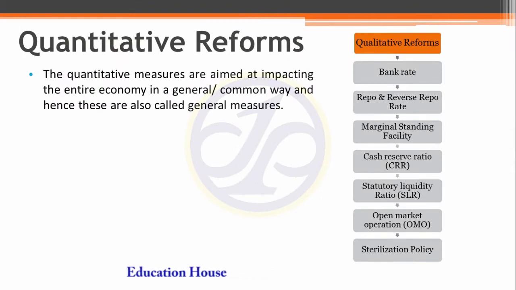Quantitative measurements aim at impacting the entire economy in a general or common way, and hence they are known as general measurements or quantitative reforms. In short, quantitative reforms means the reforms which affect the entire economy. Whatever steps are taken by RBI that affect the whole economy are known as quantitative reforms. In quantitative reforms, we learn about 7 different reforms.